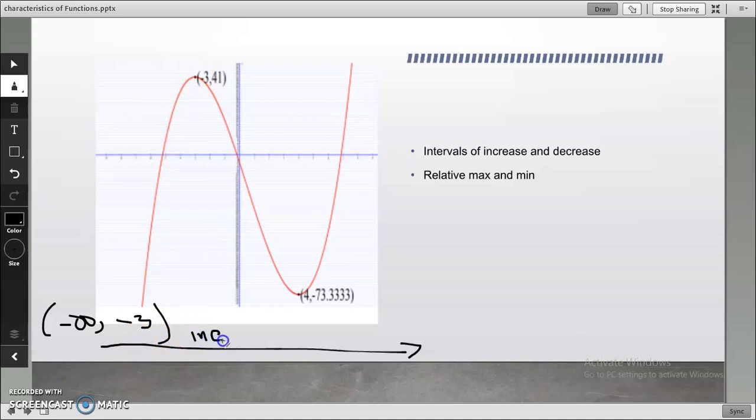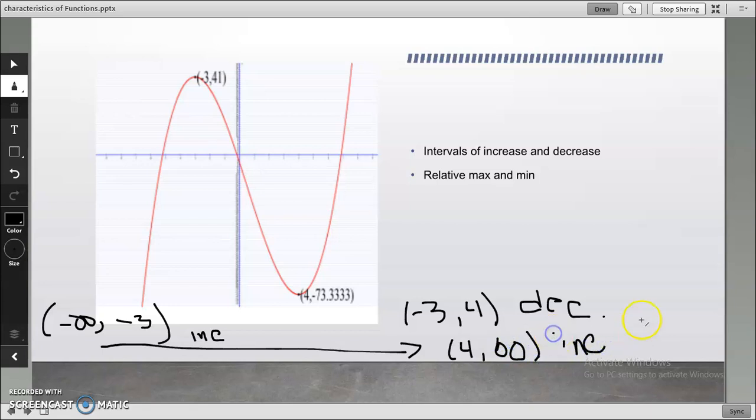So that's increasing. But then from negative 3 all the way to 4, I'm decreasing, right? So from negative 3 to 4, I am decreasing. And then from 4 on to positive infinity, I'm increasing again.